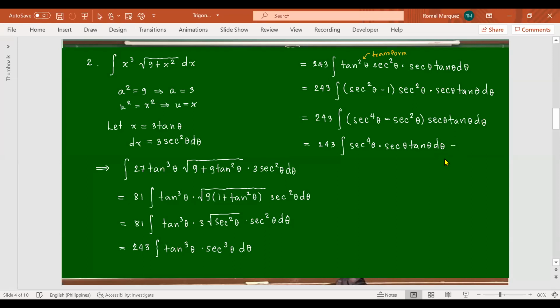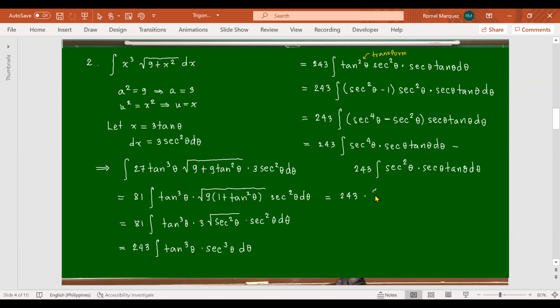And then for the second integral, so minus 243 integral of secant squared theta times secant theta tangent theta d theta. Okay, so by integration using the general power formula, we have 243 u to the n du.